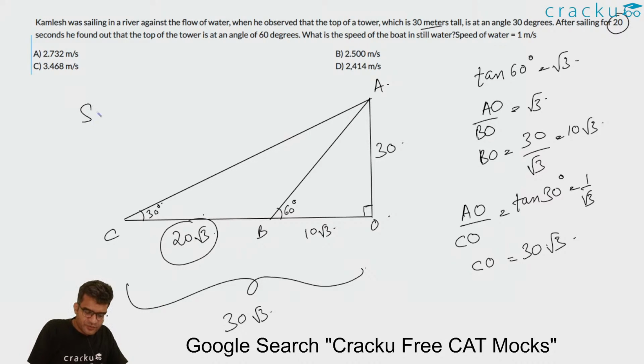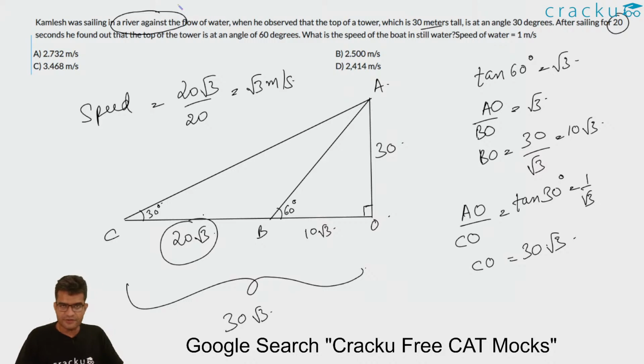So the speed of the boat is 20 root 3 divided by 20, which is equal to root 3 meter per second. But one thing you should remember is that he is sailing in a river against the flow of the water. The flow of the water is 1 meter per second.